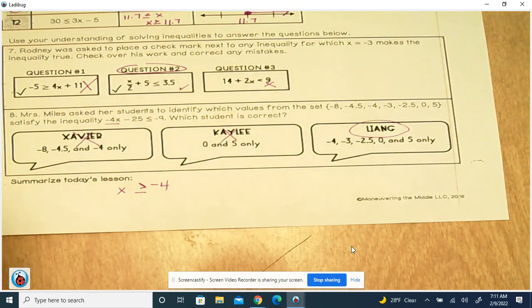And that's two-step equations. Remember, you'll have the option of using the calculator or solving by hand.